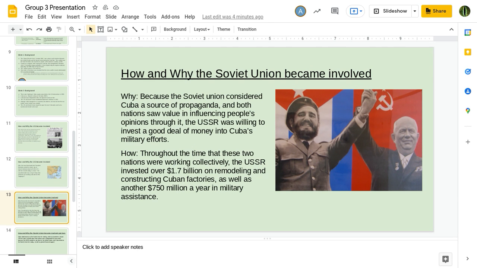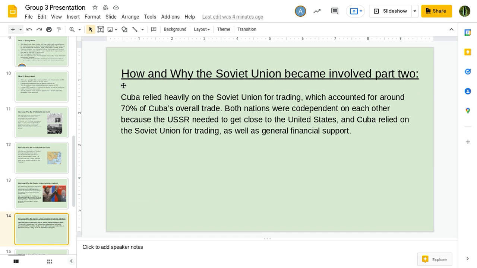Throughout the time that these two nations were working collectively, the Soviet Union invested over $1.7 billion on remodeling and constructing Cuban factories, as well as another 750 million a year in military assistance. So we know that the Soviet Union invested a lot of money into Cuba, so supported Cuba financially in many different ways.